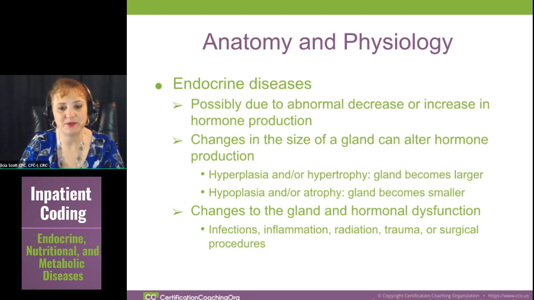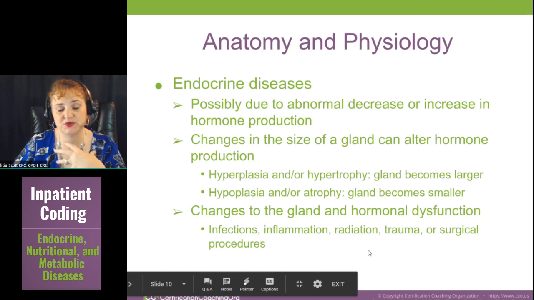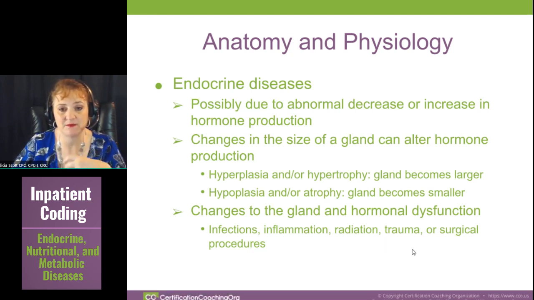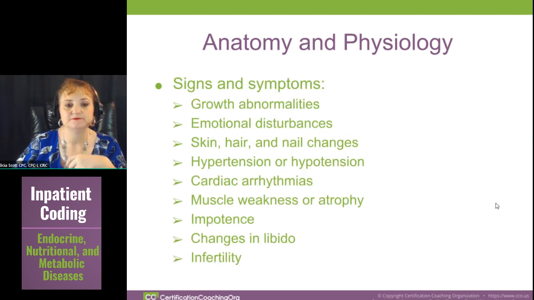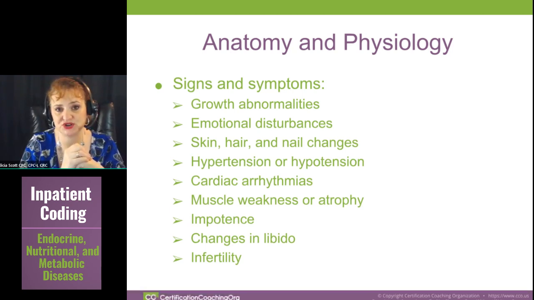Again, it affects every body system, from promoting infection and inflammation, not just in that area, but your integumentary system. You can get inflammations in your skin or on other organs. Radiation, trauma, and surgical procedures all will affect these glands and cause them to have a dysfunction. The signs and symptoms, well, we've already talked about growth abnormalities. A biggie is emotional disturbances.